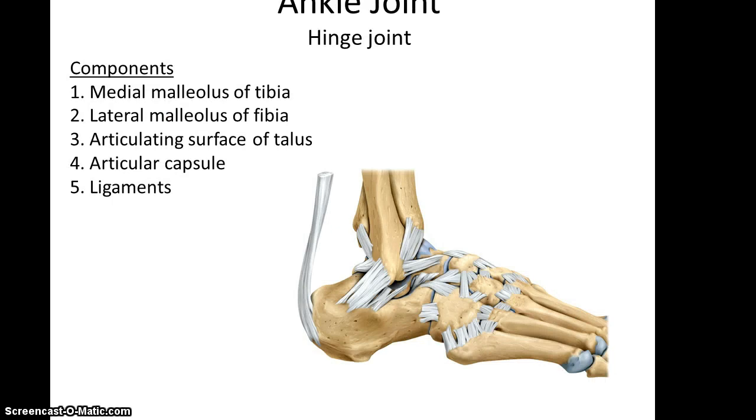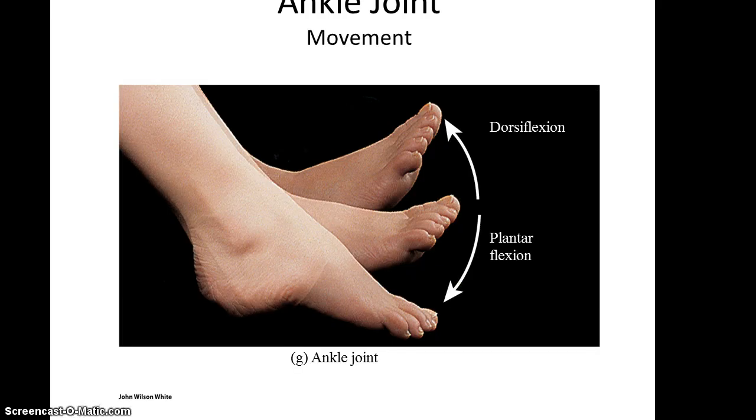And there's the ankle joint. This is a hinge joint. It includes the medial malleolus of the tibia, the lateral malleolus of the fibula, the articulating surface of the talus, so those three bones interacting together right around here, as well as, of course, the articular capsule and quite a few ligaments. And this allows you to dorsiflex your foot by moving it up, or plantar flex your foot by moving it down.